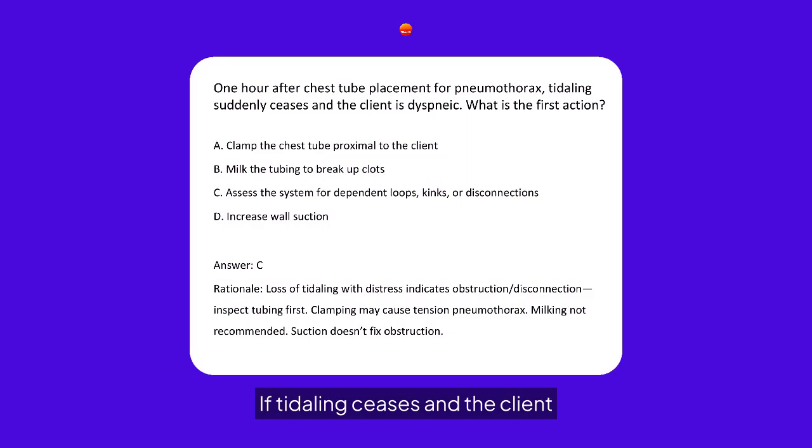If tidaling ceases and the client is dyspneic after chest tube placement for pneumothorax, the first action is to assess the system for dependent loops, kinks, or disconnections. This addresses potential obstructions or disconnections, which are common causes of such symptoms.